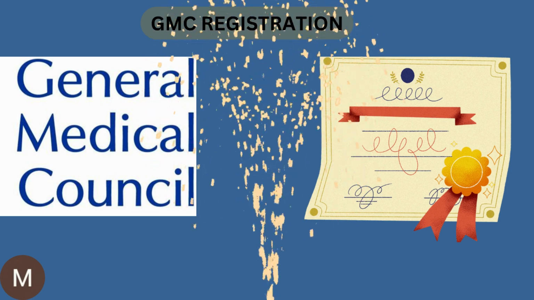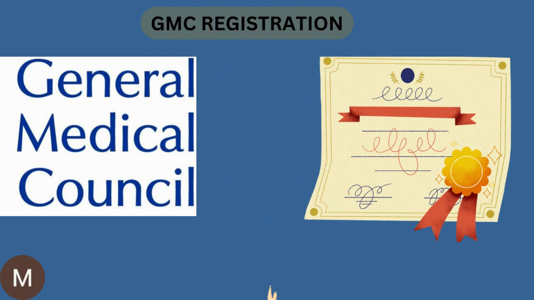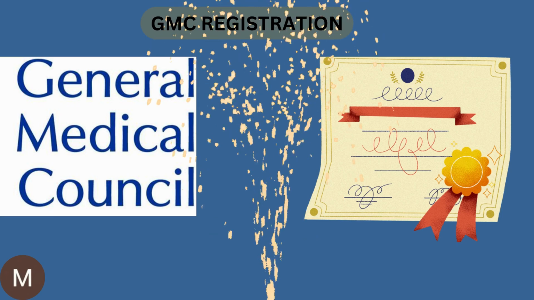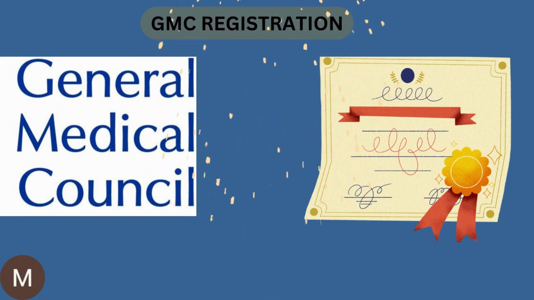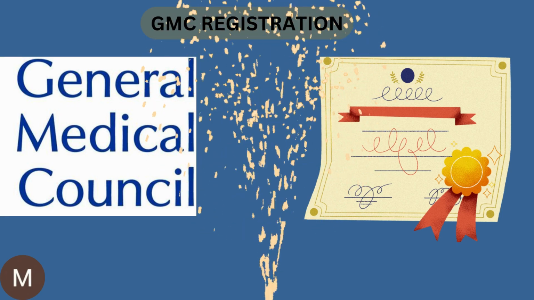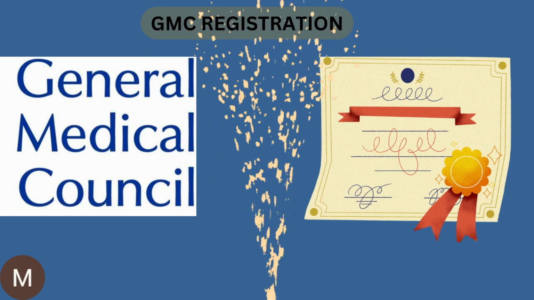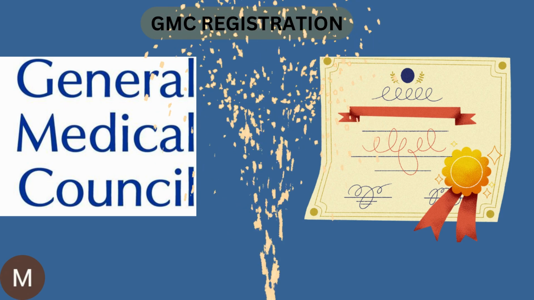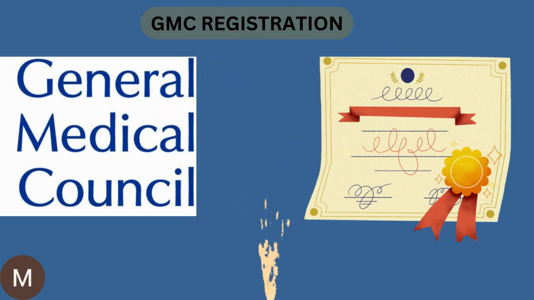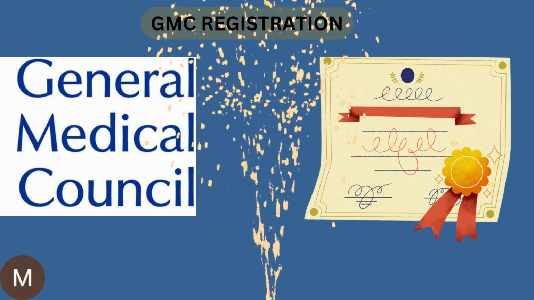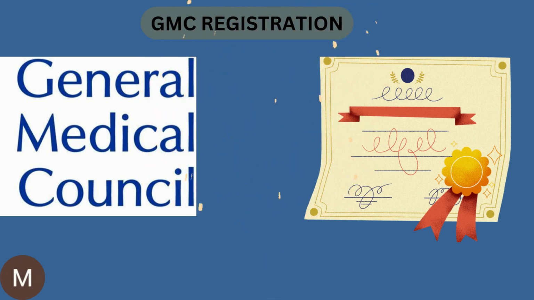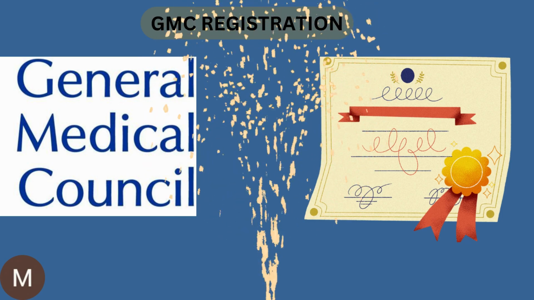After candidates have successfully passed the PLAB 2 exam, they would be allowed to register with the General Medical Council. This would give them the opportunity to obtain a certificate and a license to practice. Candidates will then be able to apply for jobs in the UK.